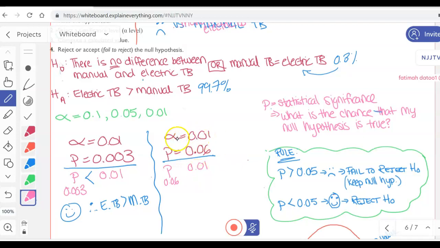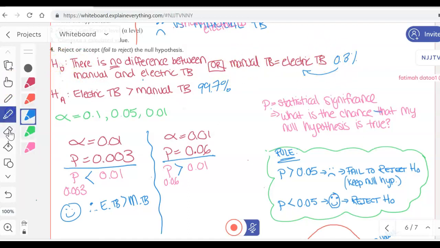Remember, significance level or alpha level, it means the same thing. And now we're trying to figure out whether this number is bigger or smaller than this number over here. So 0.06 is bigger, right? Which means we are not happy. When the p-value is bigger than the significance level, we're not happy, because now we have to keep the null hypothesis. Now we have to fail to reject the null hypothesis. So what does this mean?